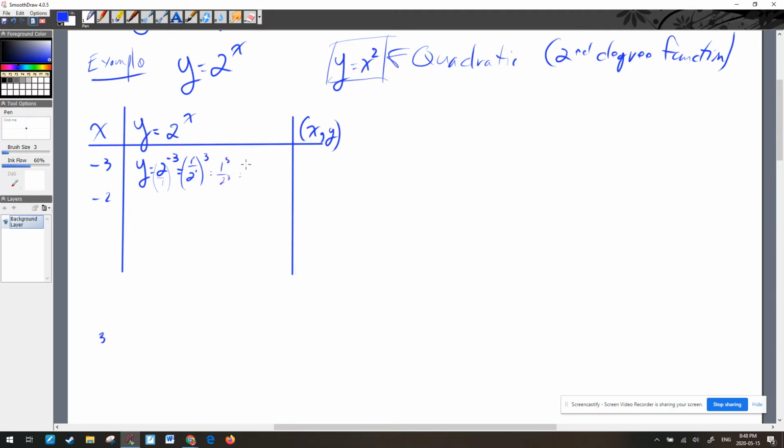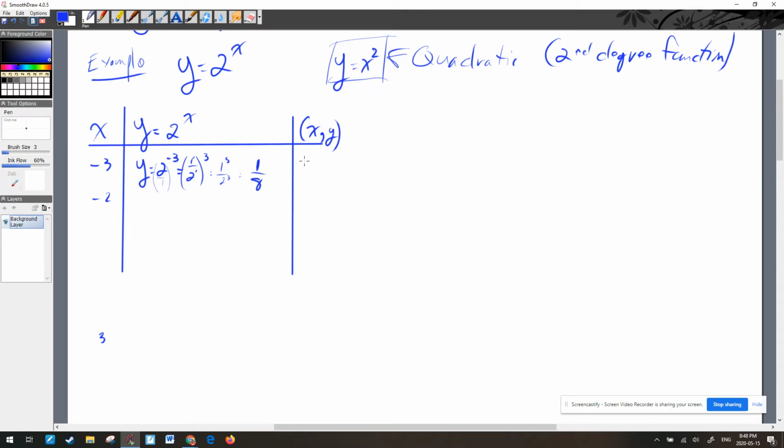Well, 1 times 1 times 1 is just 1. And 2 times 2 times 2, it's not just 2, it is 8. So this evaluates to 1/8, which is 0.125. So had you just taken 2 to the exponent -3 and typed that into your calculator, you would get 0.125, which is all good, okay?